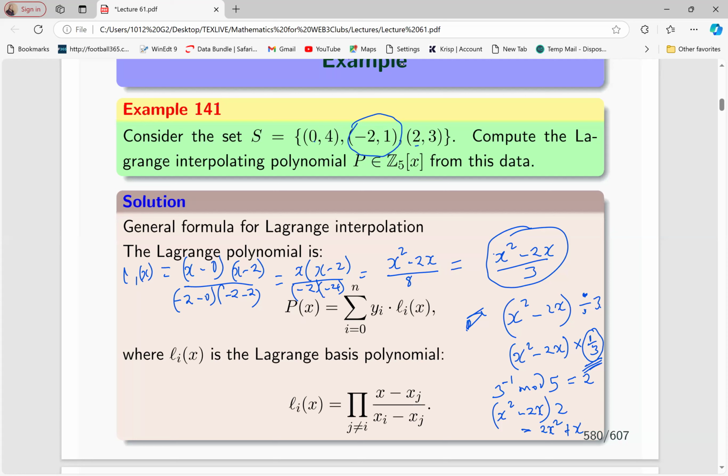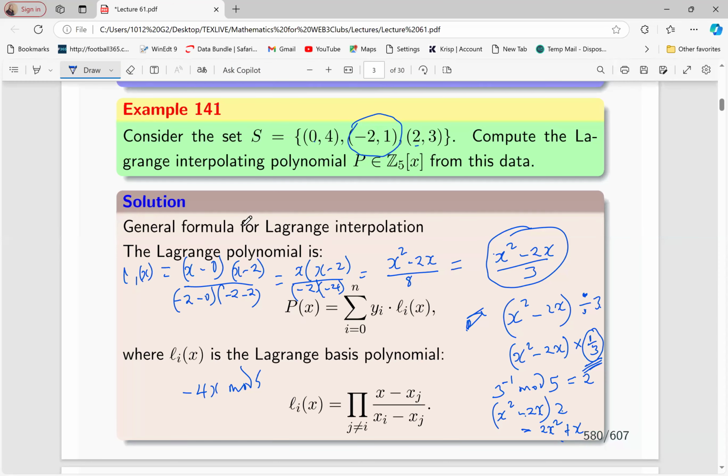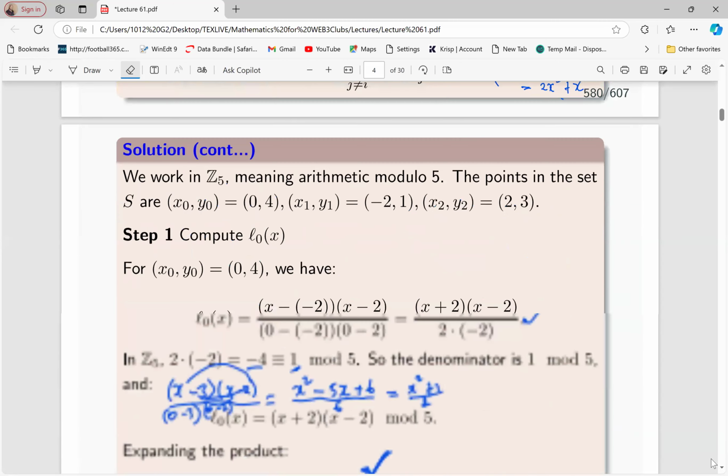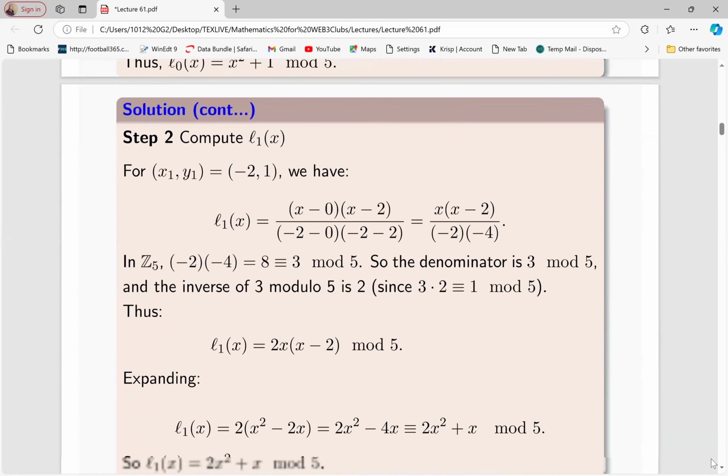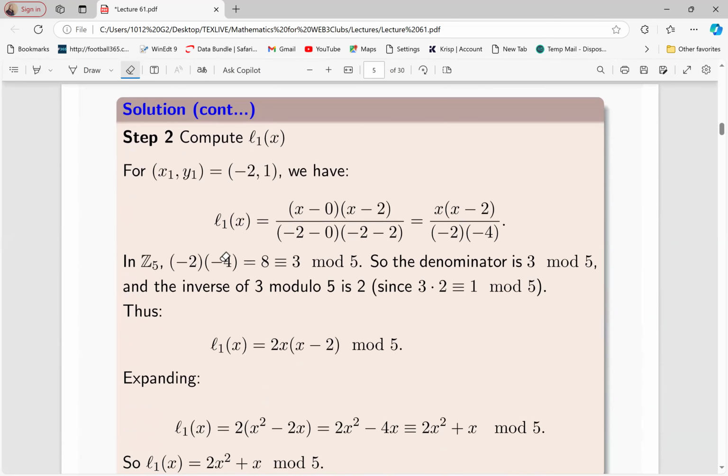You realize that 2 times negative 2 was negative 4X, but then I reduced it to mod 5. So that gives us X. So you have 2X squared plus X. And let's see, I think that's what I did. Let me just confirm so that we proceed. Yes.